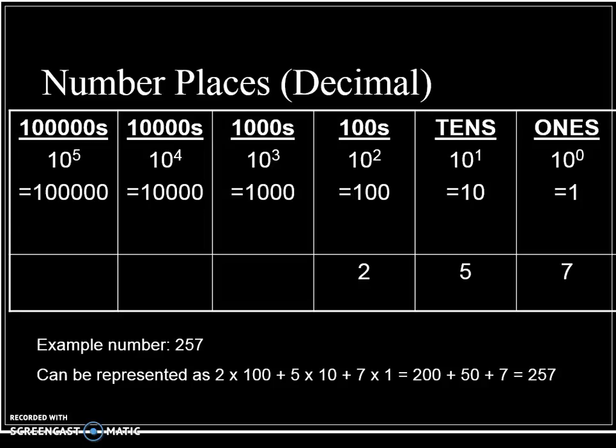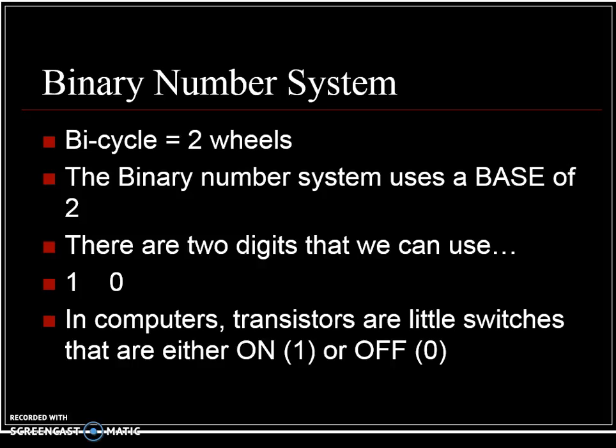10 to the 1 gives us our 10s. 10 to the 2 gives us our hundreds. And so we can represent larger numbers than 10 by simply adding those together. No great shock, most of you are familiar with this.